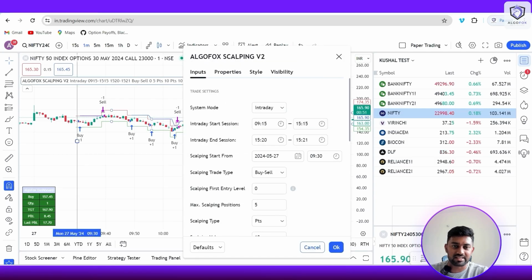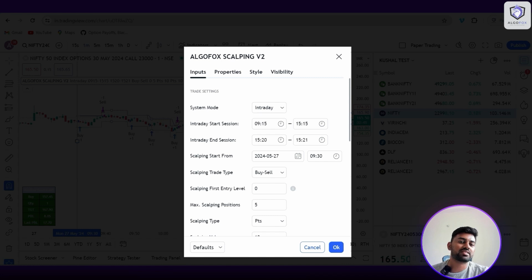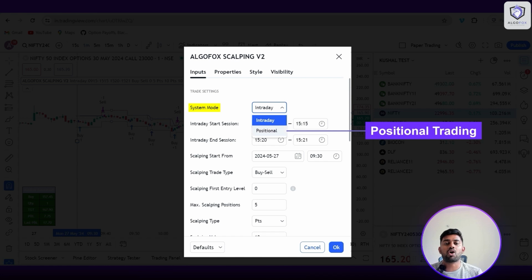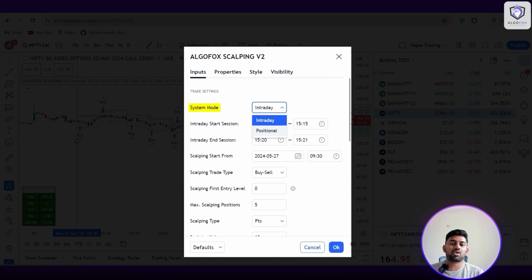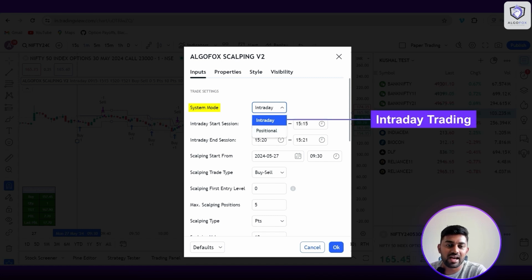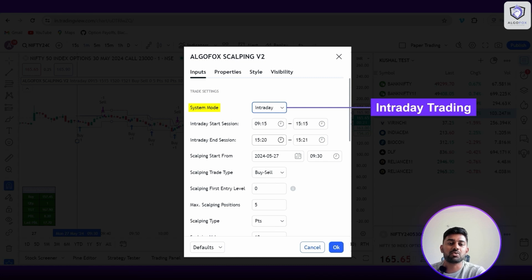Let me show you the settings. In the settings, the first thing you can adjust is whether you want to take this scalping intraday or positional. If you're someone who loves averaging and then scaling out slowly and steadily and don't mind waiting for several days, you can opt for positional trading. Or if you want to book profits or loss by the end of the day, you can have intraday mode on. In intraday mode, you can select from what time you want to start the scalping, till what time you want to do the scalping, and at what time you want to exit your trades.